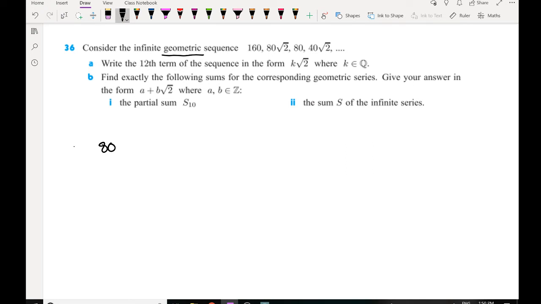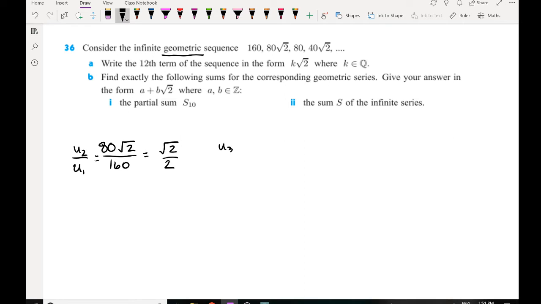So let's take u2 and divide it by u1 and see what we get. So 80 over root 2 divided by 160. So this ends up being root 2 over 2, right? 80 and 160, if you divide it out, you get a 1 on the top, 2 on the bottom, and then you're off to the races there.